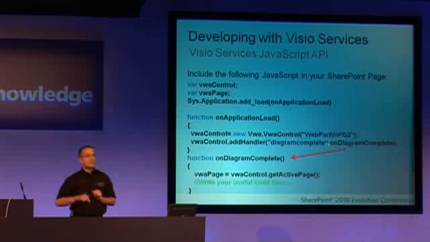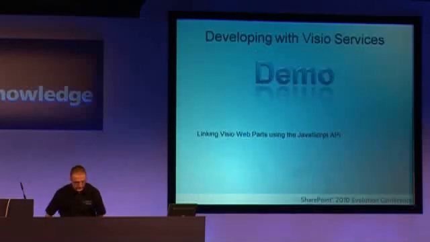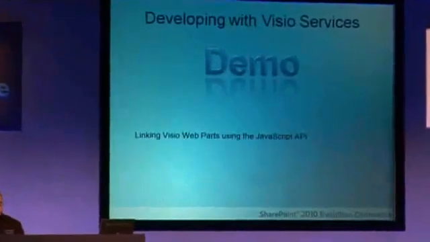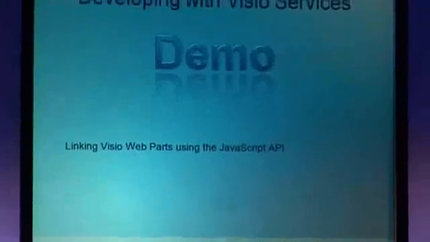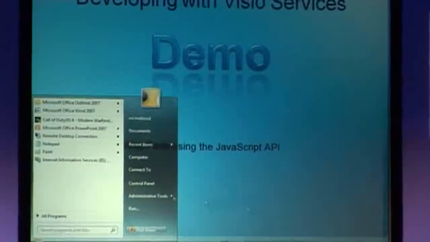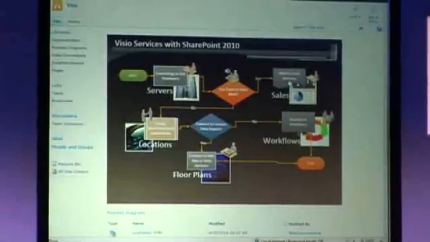Now, the active page is not your ASP page. Don't get confused there. That's the page within your Visio Services diagram. So nice and straightforward there. So let's have a little bit of a demo, see what's going on here. And this, again, is reasonably straightforward. And we'll just flick to our site here. Sorry, I lost my train of thought there for a second.